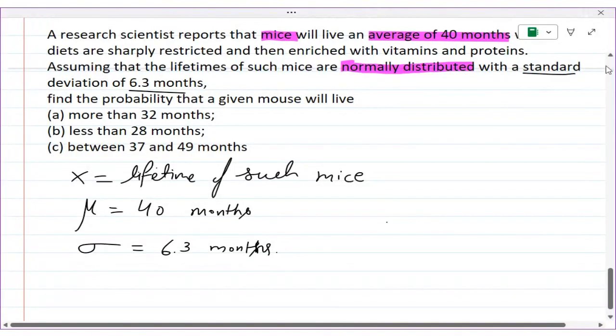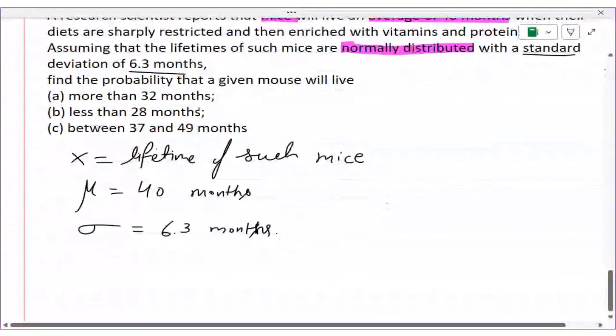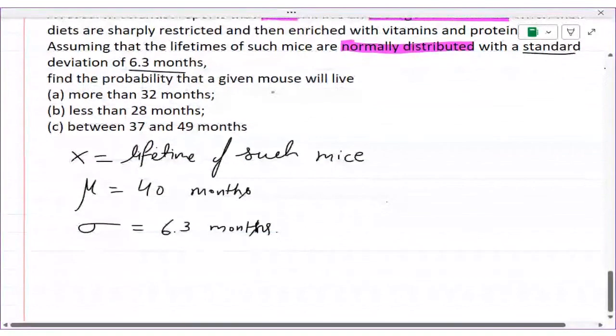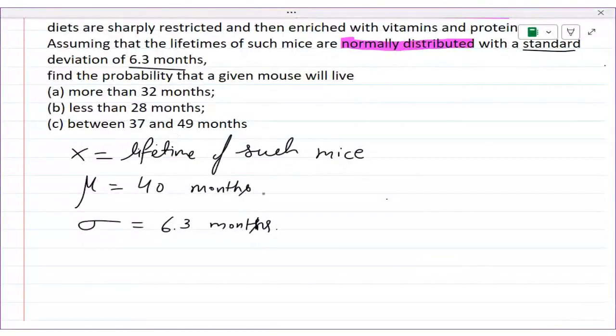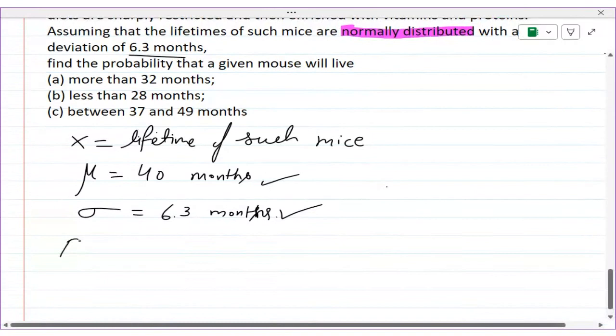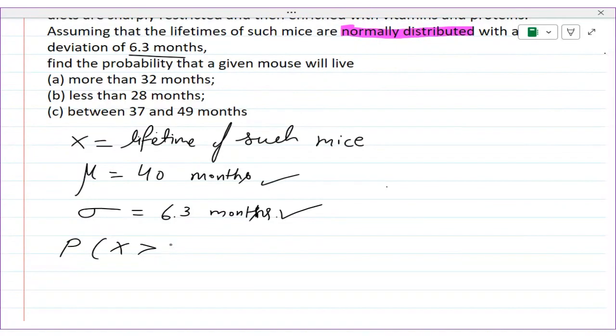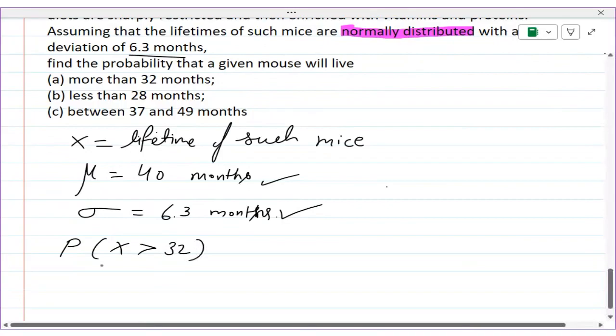Now I will do this first part. We have to find the probability that a given mouse will live more than 32 months. Before solving the question, make sure that everything is given in months. The average was given in months and the standard deviation was given in months, so we can continue without any trouble. So in the first part, we need to find the probability that the life is more than 32 months.